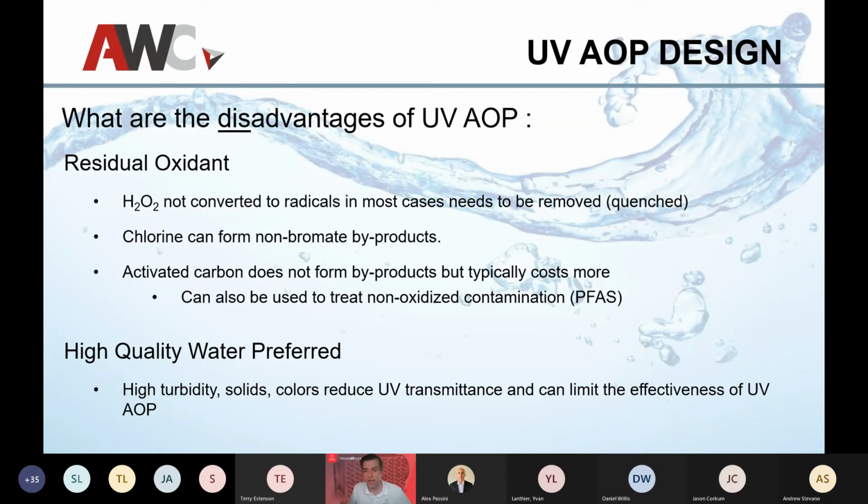Another thing with UV AOP, as I mentioned before, UV transmittance is very critical to the efficiency of UV AOP. So high quality water that is quite clear, hopefully filtered, is certainly the best water to use. If you have high turbidities and solids or colors in your water, UV AOP might not be as economically advantageous.